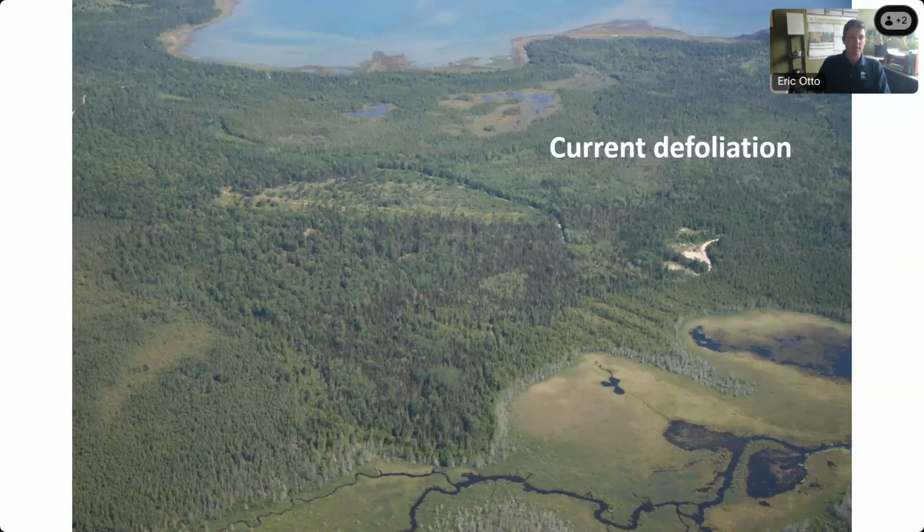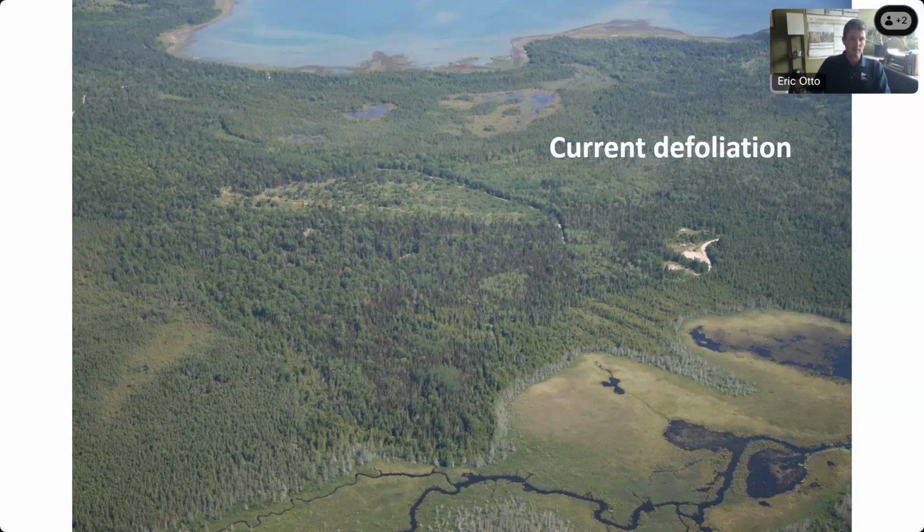So this is what damage looks like from the air. This is current defoliation, primarily balsam fir. It's going to have a brownish, reddish cast from the air. When we're doing these aerial surveys, we mostly just map current defoliation, but that can be tricky because you're going to have a mix of what's currently being defoliated and what's dead.